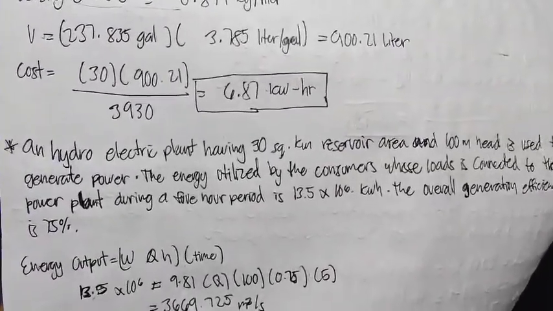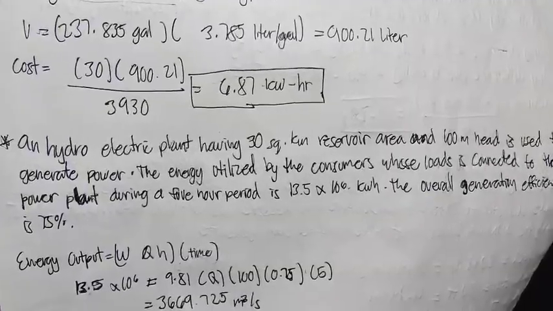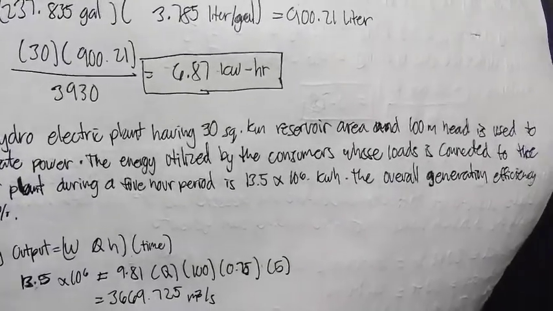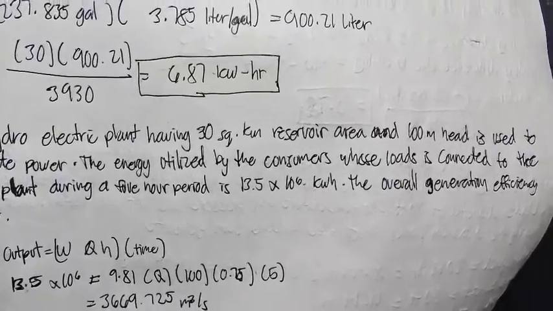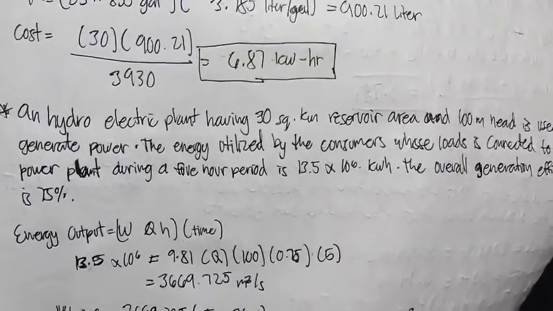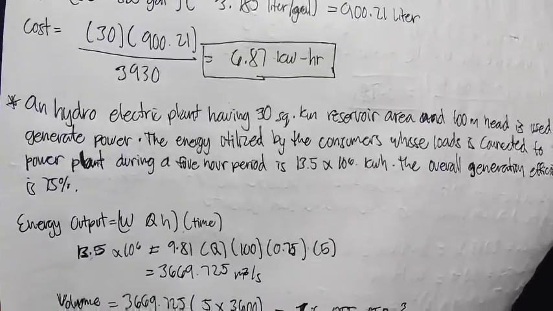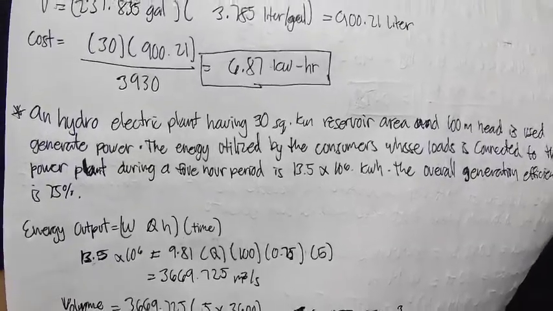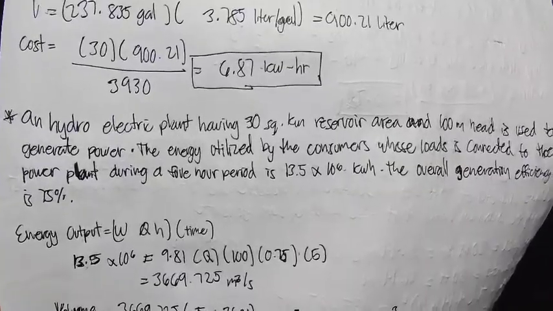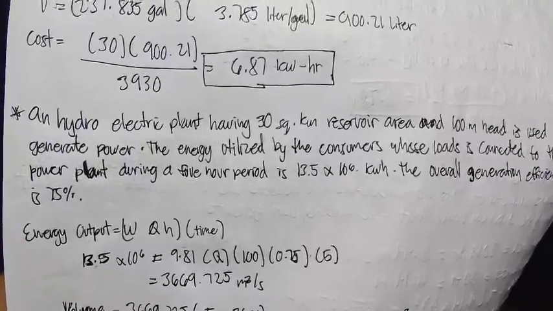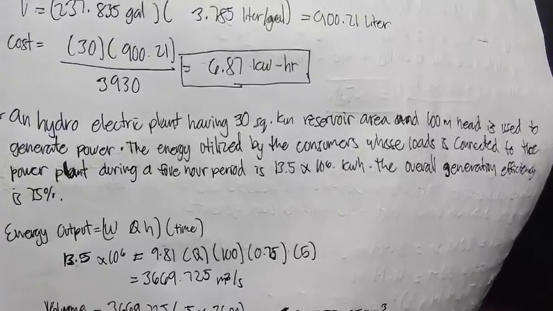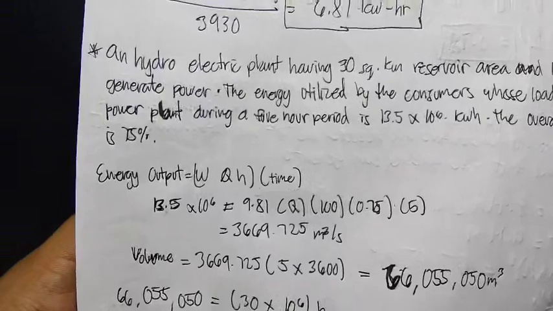So a hydroelectric power plant has a 30 square kilometer reservoir area and a 100 meter head used to generate power. The energy utilized by the consumer loads connected to the power plant during a 5-hour period is 13.5 by 10.6 kilowatt hour. The overall generation efficiency is 75%.